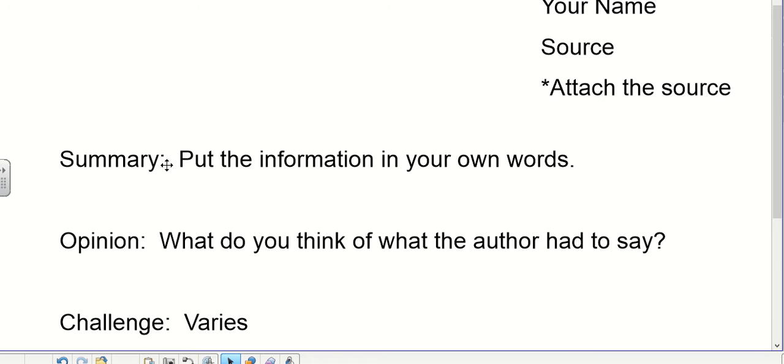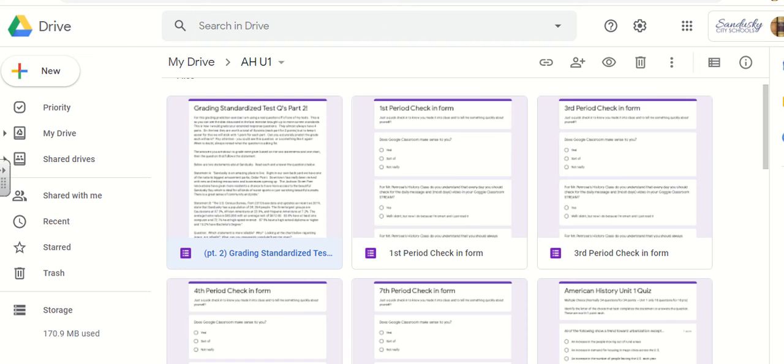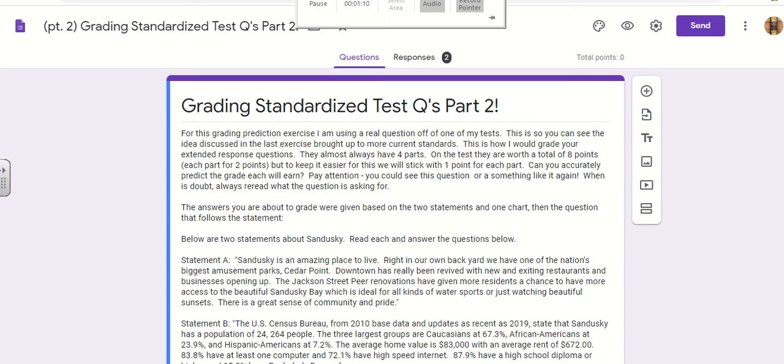And then you always do a summary, 3 sentences for non-honors, 5 for honors, putting the information in your own words. Opinion, 3 sentences for non-honors, 5 for honors. And the challenge is when I'm handing you a document, is it primary or secondary? And we're actually going over that in our notes today. But I do want to go over something you did yesterday.